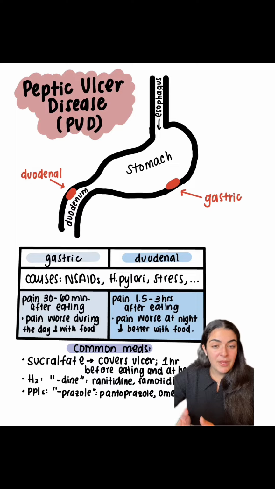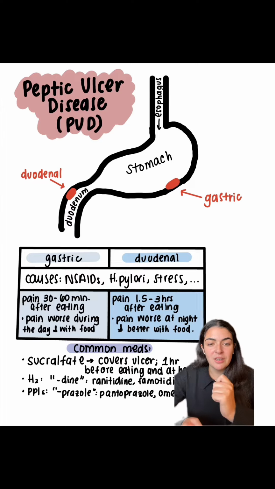Now let's talk about patient presentation and how you can differentiate the two. So starting off with gastric, remember when we eat something, it goes down our esophagus and dumps right into our stomach. So these patients are going to complain of pain 30 to 60 minutes after eating. Once that food starts moving out of the stomach, it goes into our duodenum. So people with duodenal ulcers are going to have pain an hour and a half to 3 hours after eating.